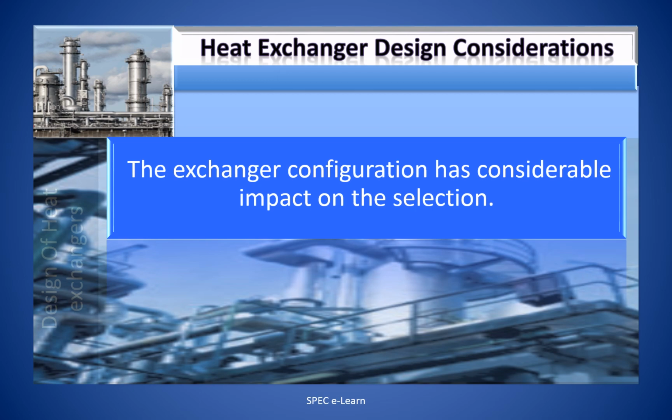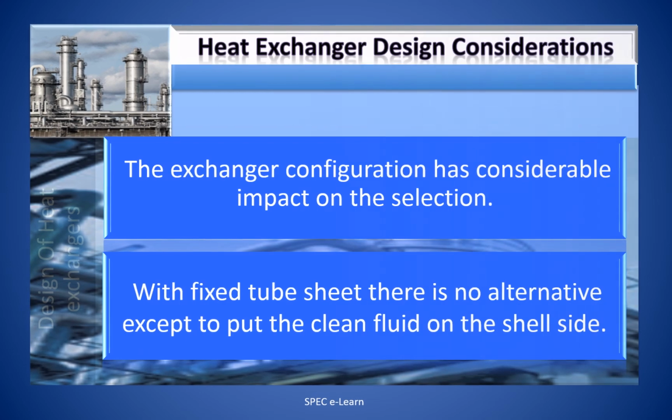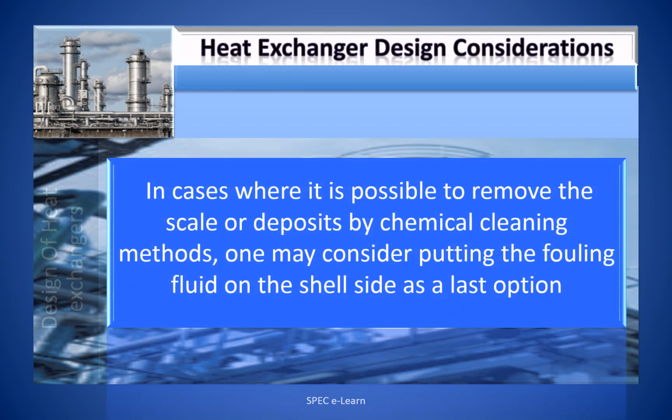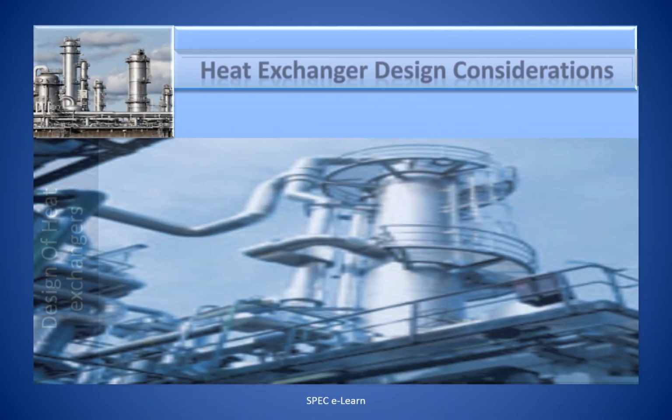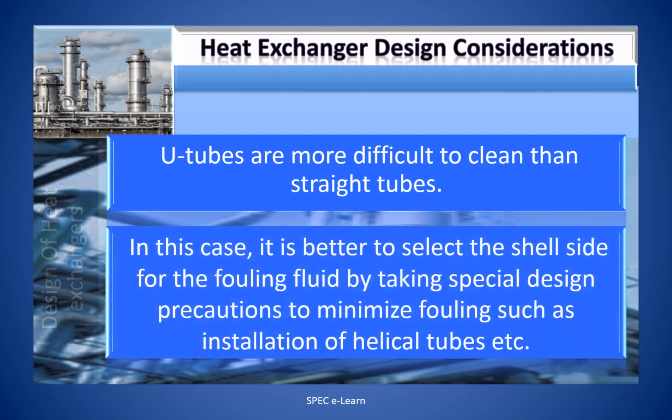The exchanger configuration has a considerable impact on the selection. With thick tube sheet, there is no alternative except to put the clean fluid on the shell side. In cases where it is possible to remove the scale or deposit by chemical cleaning, one may consider putting the fouling fluid on the shell side as a last option. U-tubes are more difficult to clean than straight tubes. In this case, it is better to select the shell side for the fouling fluid by taking special design precautions to minimize fouling, such as installation of helical tubes, etc.